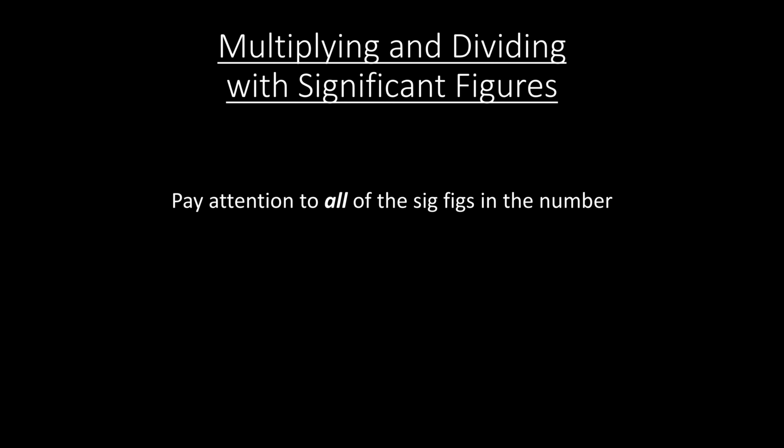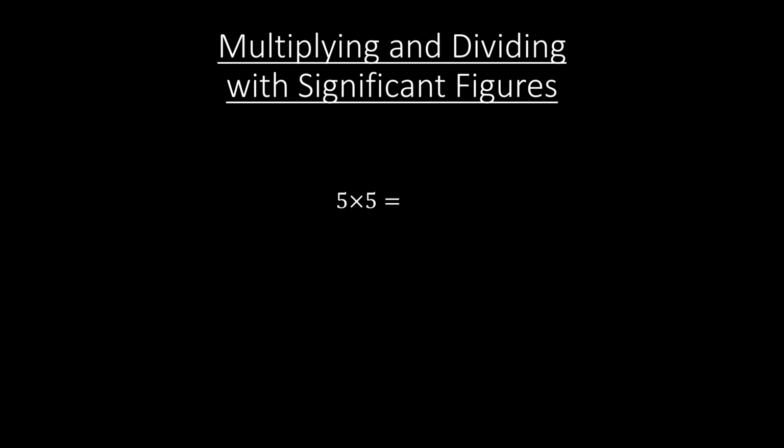So lastly, we just need to learn how to multiply and divide with significant figures. And when you do that, you want to pay attention to all of the significant figures in each of the numbers that you're multiplying and dividing. So say you're multiplying 5 with 5. First, just do the math. You have 25. But then, you want to look at the number of significant figures in the 2 numbers you multiplied. Here we have 1 significant figure in each of the 5s.